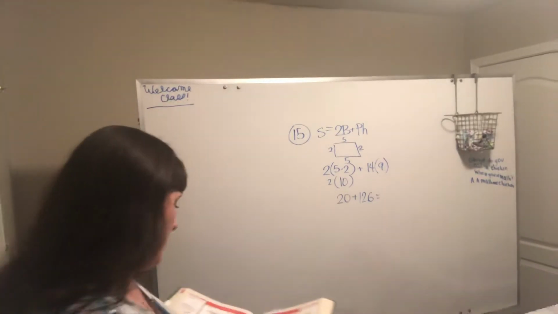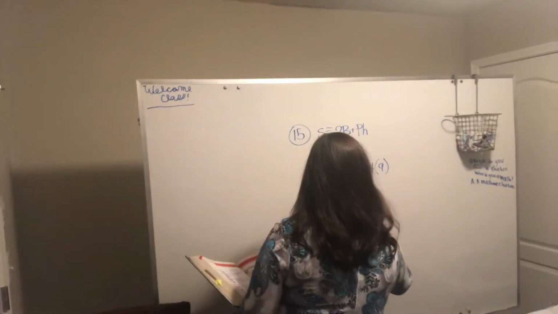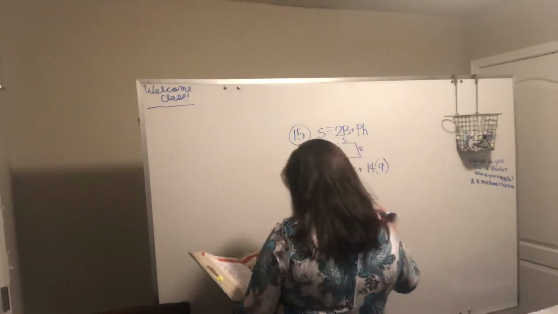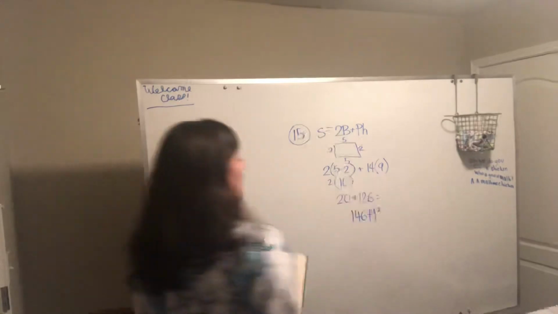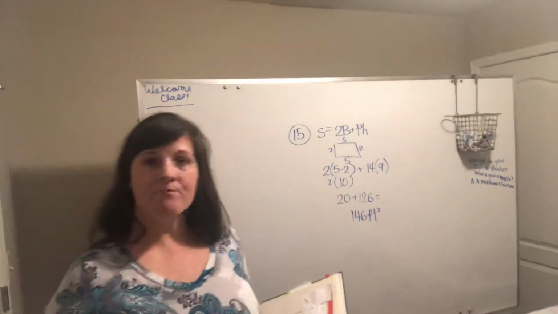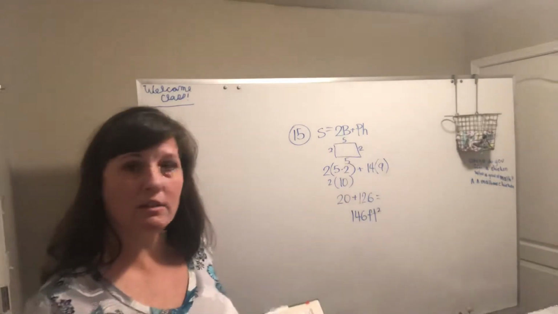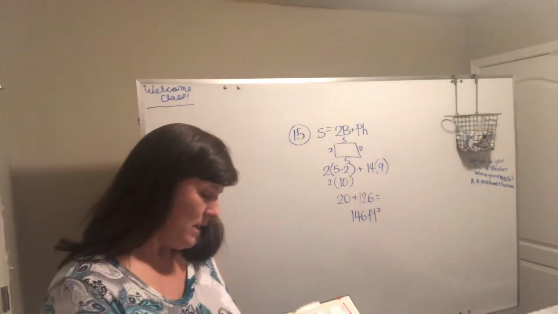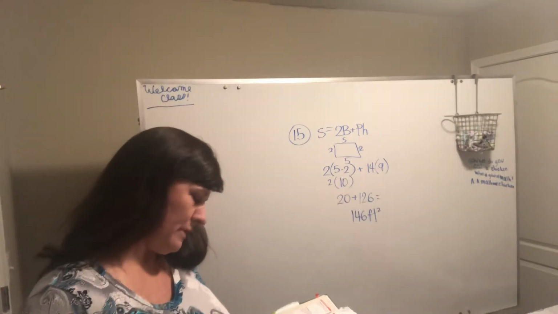All right, and our surface area for number 19 comes to 146, and the label there is feet squared. Okay, if that's hard for you to see, zoom in on the video. I realize trying to get these perspectives, it's a little bit hard. All right, that is 19, surface area of a rectangular prism.